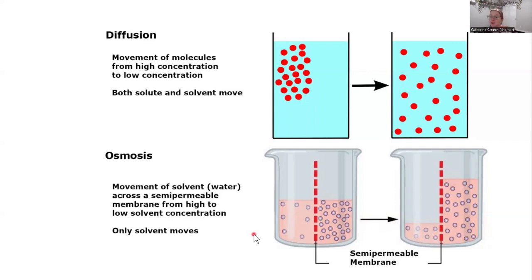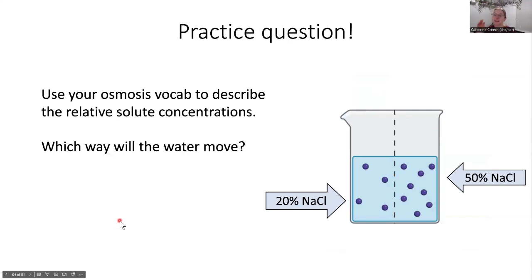Now it looks like water is moving from low solute to high solute, and that's true, but what's really happening is the water is moving from high water to low water. So let's practice thinking about this.